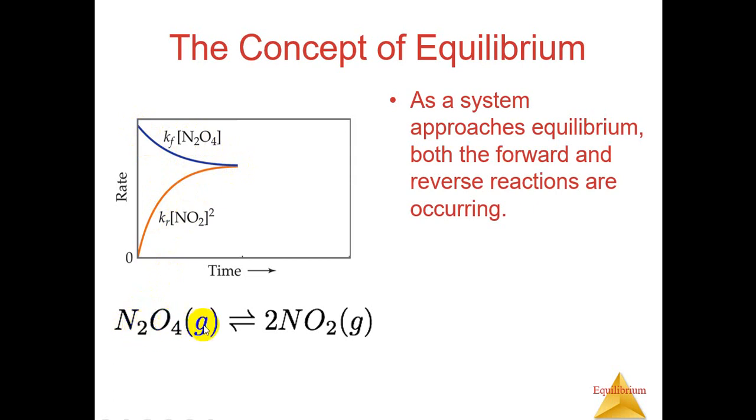N2O4 gas breaking down to produce two molecules of nitrite, all in the gaseous state. They are both in the gaseous state. You can see that these two curved lines overlap. So where they overlap, when you extrapolate it backward to the y-axis, the rate axis, we get a common rate.